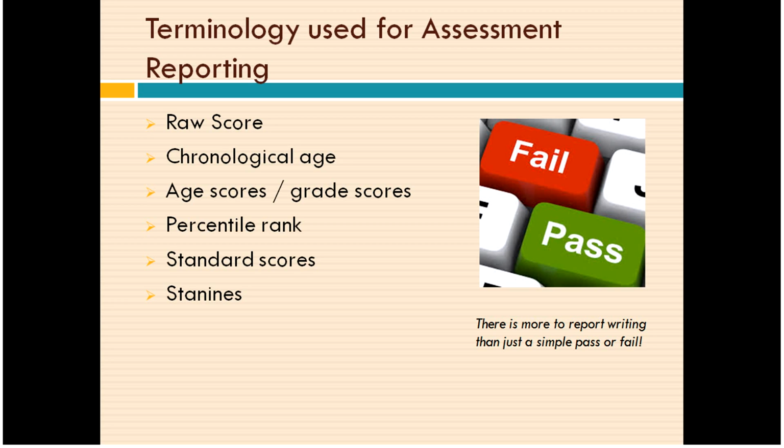For any type of test that has a subtest, this is the number that the student got correct. For example, if you had a spelling test and there are 25 points possible and your student got 14 right, 14 is their raw score for that test.